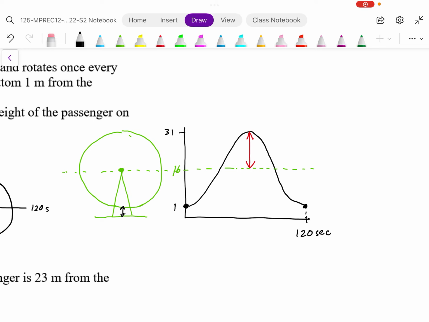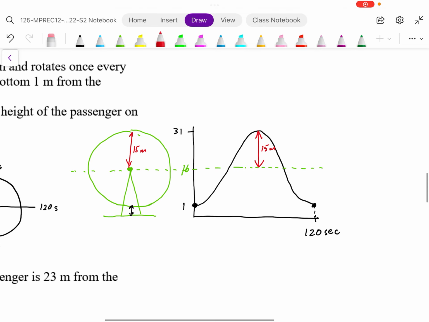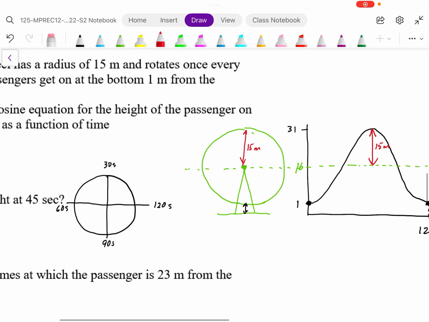That's where the axle of the Ferris wheel will be, and that's where the middle of the graph will be. And it goes up and down the radius of 15. So that's going to be my amplitude. So my amplitude is 15 meters, and I can see that that would be the radius of my Ferris wheel. So I need to come up with the cosine equation for this. So I need to know the amplitude. I need to know the vertical shift. So I have that already.